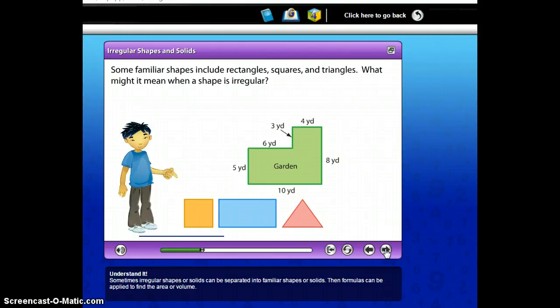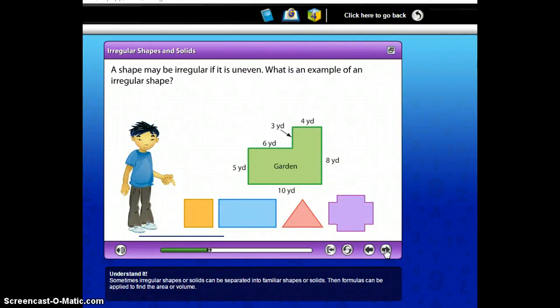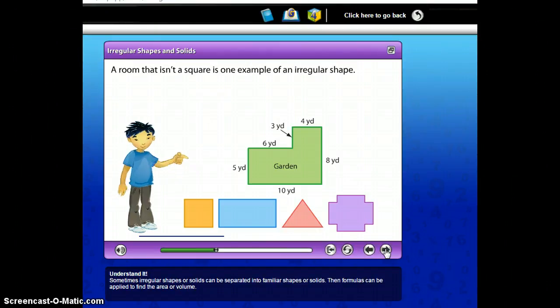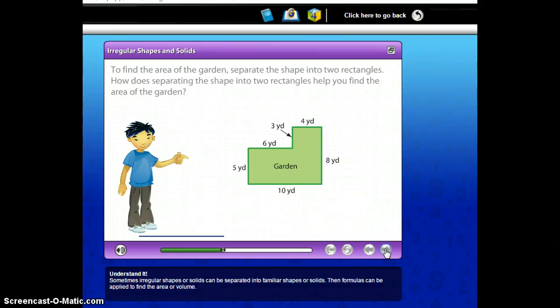What might it mean when a shape is irregular? Those that are not as familiar, those that are not those shapes. A shape may be irregular if it is uneven. What is an example of an irregular shape? A room that isn't a square is one example of an irregular shape.